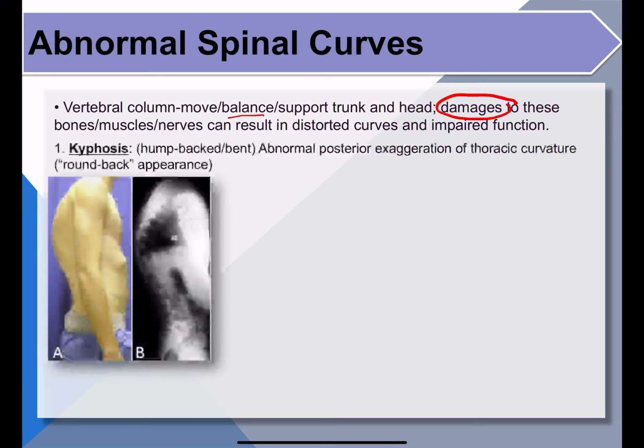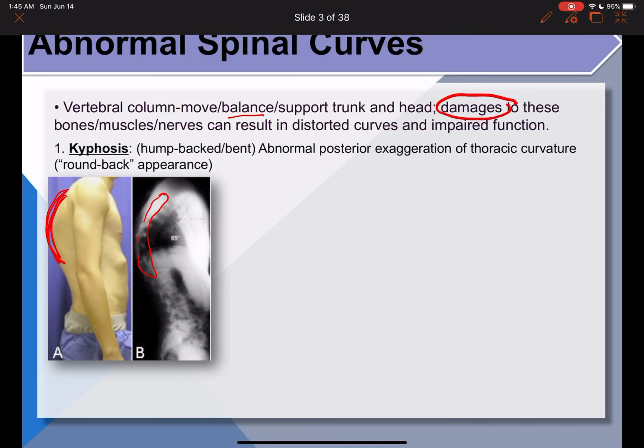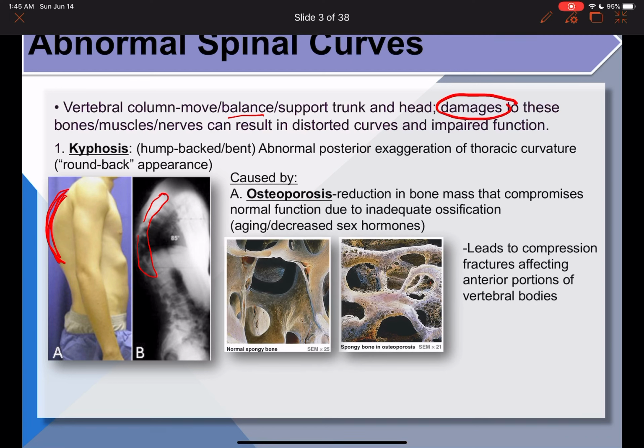For example, kyphosis is what we normally see and know as having a hunched back, where there is usually a hump at the back of the body like this. It can be more exaggerated, or not so noticeable, but it is a hump at the back of the body. Now, anatomically speaking, this is an abnormal posterior exaggeration of the thoracic curvature to give you that round back appearance. Because if you remember, we said the thoracic vertebrae are around right here, the chest area.